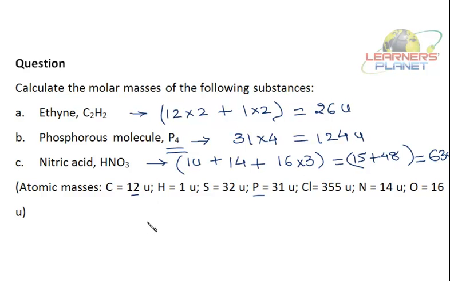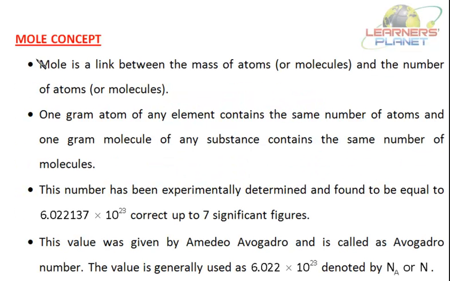Now let's move to mole concept. Now what is this mole? Mole is a link between the mass of atoms or molecules and the number of atoms or molecules. See, we have discussed the mass, that is what is the mass of one atom, or what is the atomic mass of an element, or what is the mass of a molecule of an element, or the molecule of a compound. But how many of them are present?